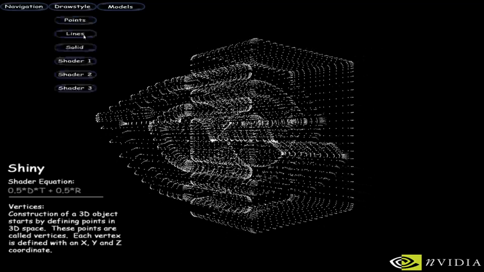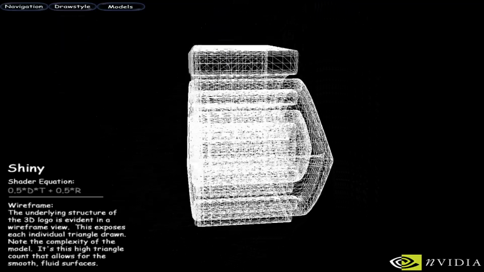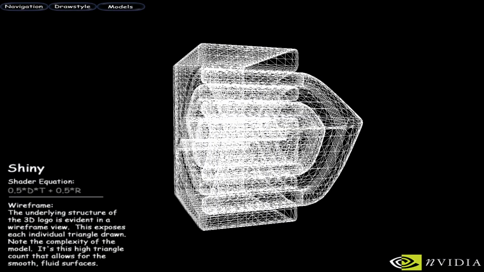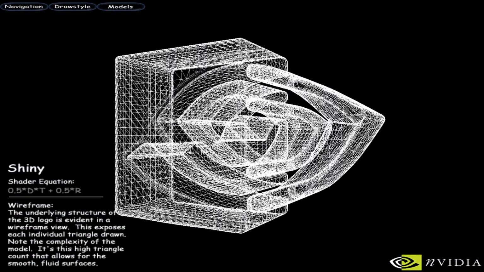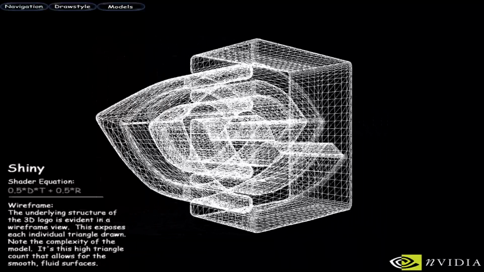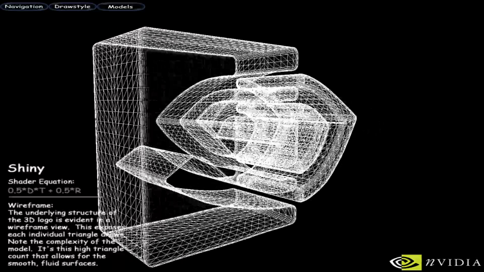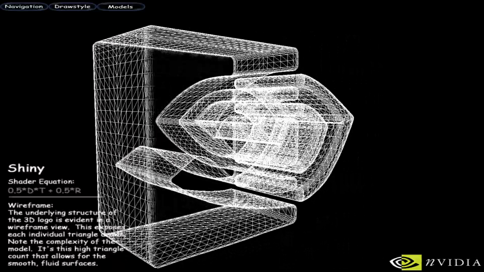You can go to lines, and it has a little bit more information here. Wireframe, the underlying structure of the 3D logo is evident in a wireframe view. This exposes each individual triangle drawn. Note the complexity of the model. It's this high triangle count that allows for the smooth, fluid surfaces. So it's a good little explanation of what we're seeing here, which is probably why I should have gone through these demos in order, but I am just doing them in a seemingly random order.